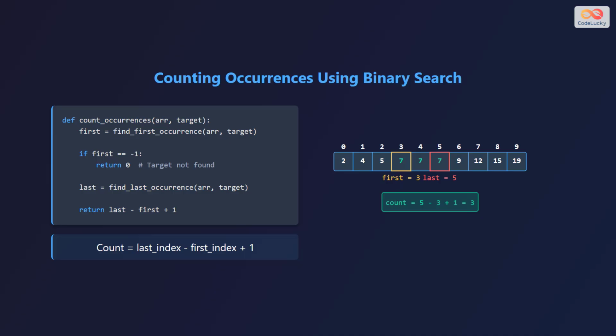Here is the code implementation. First, find the first occurrence of the target. If the first is -1, return 0. Otherwise, find the last occurrence of the target. Return last minus first plus 1.